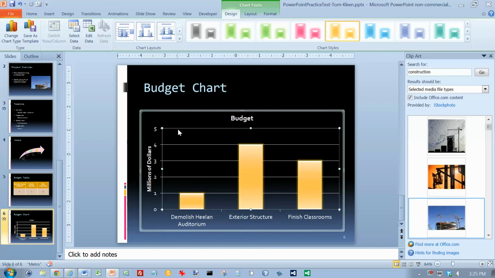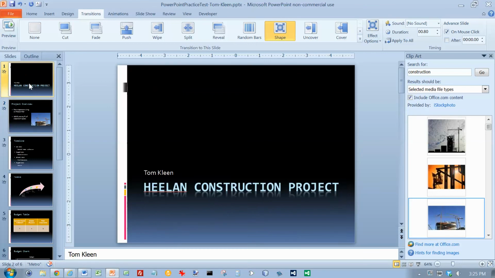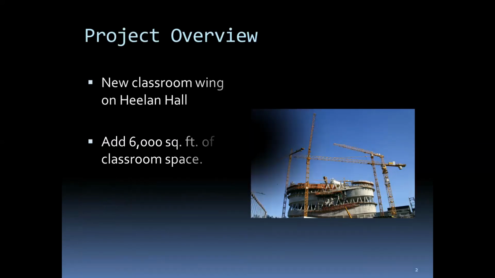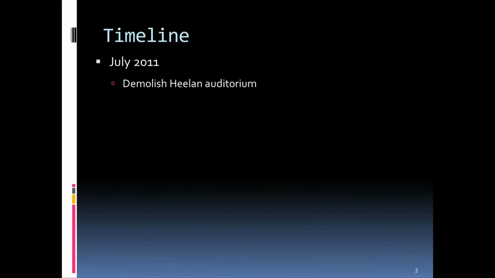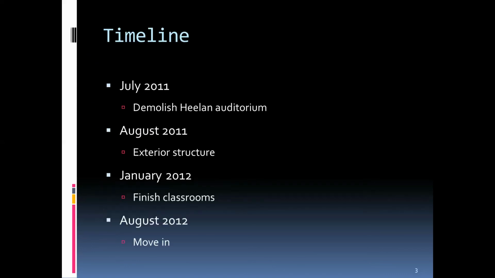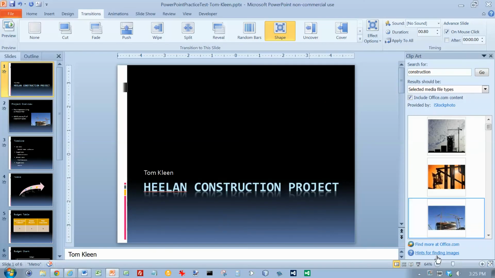And we need to apply transitions to all of the slides, and we want the shape one. And let's apply that to all. And let's just go up here and double check and make sure. We'll play our slideshow now. And as I go through the slideshow, each slide should appear the same way.